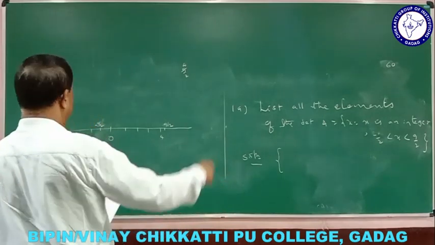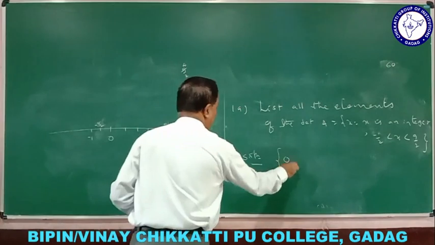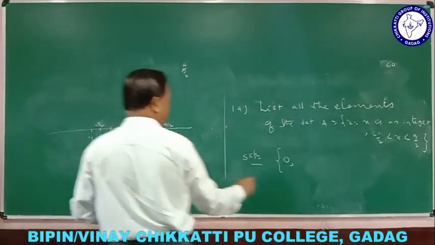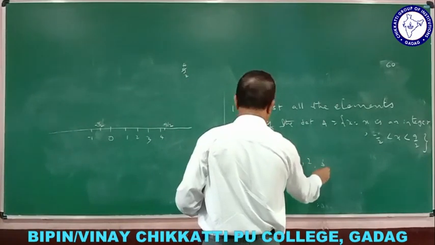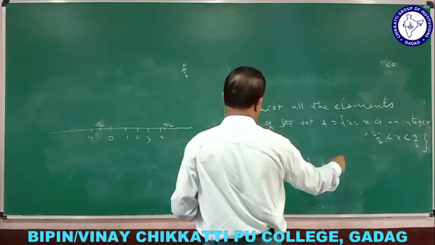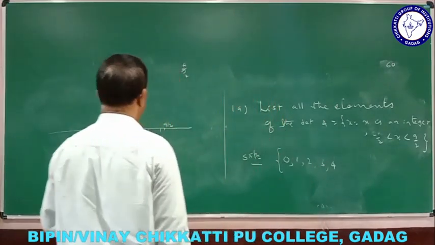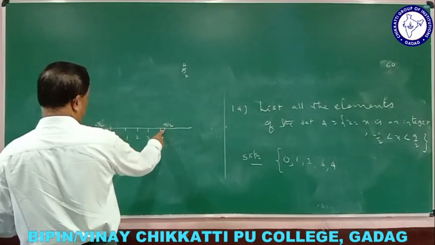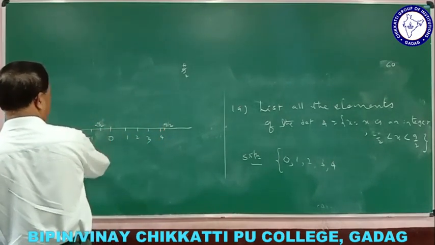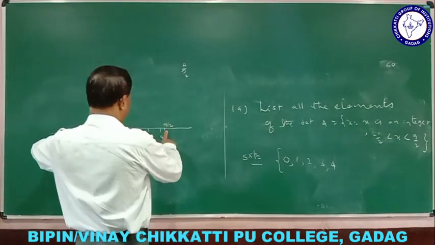Only the integers: 0 comes, and here you try to understand 1, 2, 3. And 4 is below 9 by 2, which is 4.5. So the integers are 4, 3, 2, 1, and also 0. And even minus 1 is not included, because both minus 1 upon 2 and 9 by 2 are the bounds.